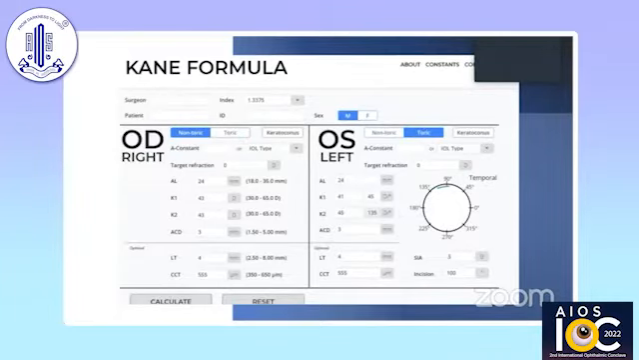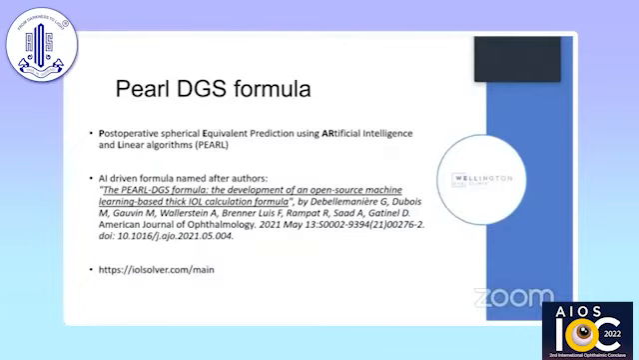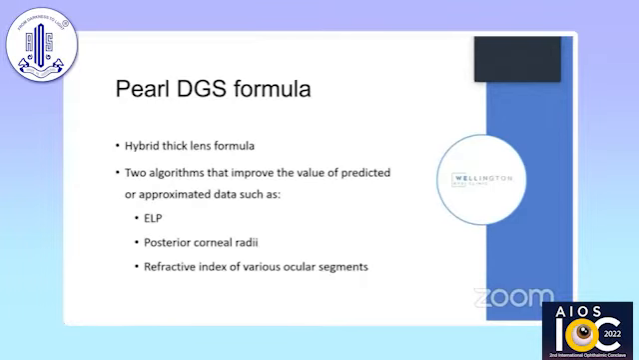The Pearl DGS formula is from Damien Gatinel's group. It's post-operative spherical equivalent prediction using artificial intelligence and linear algorithms. It is a hybrid thick lens formula. There are two algorithms that improve the value of predicted or approximated data such as ELP, posterior corneal radius, and refractive index of various ocular segments.